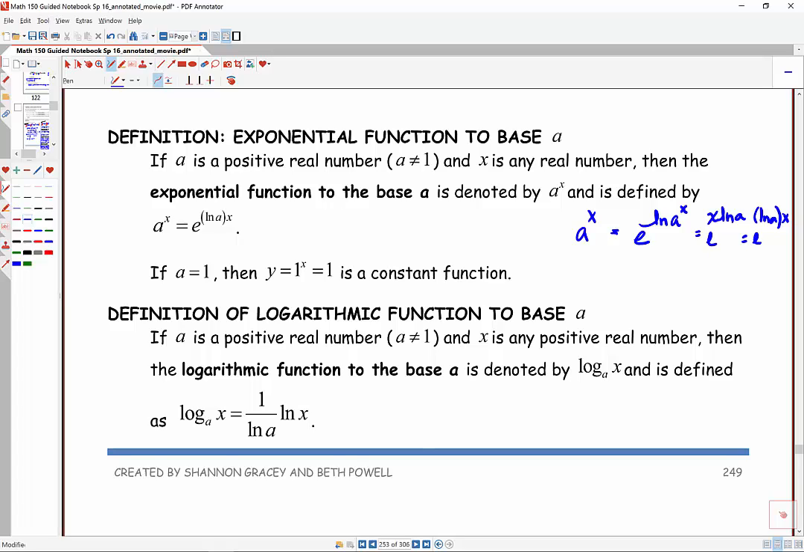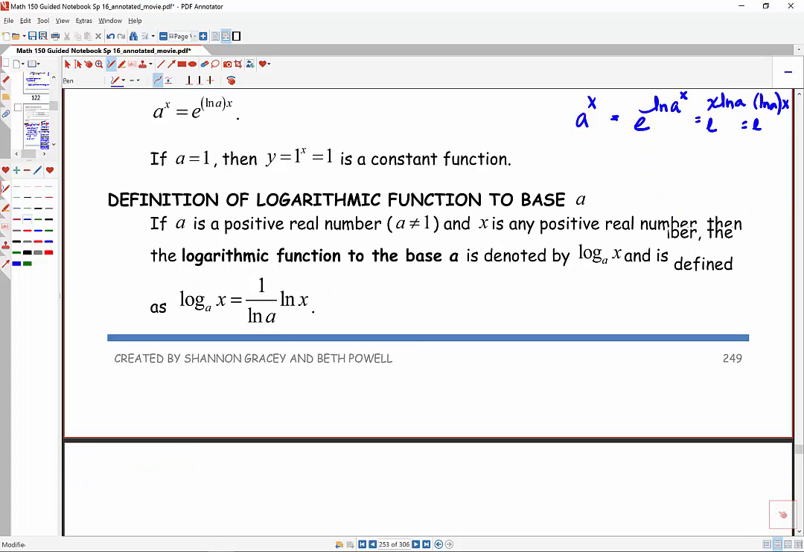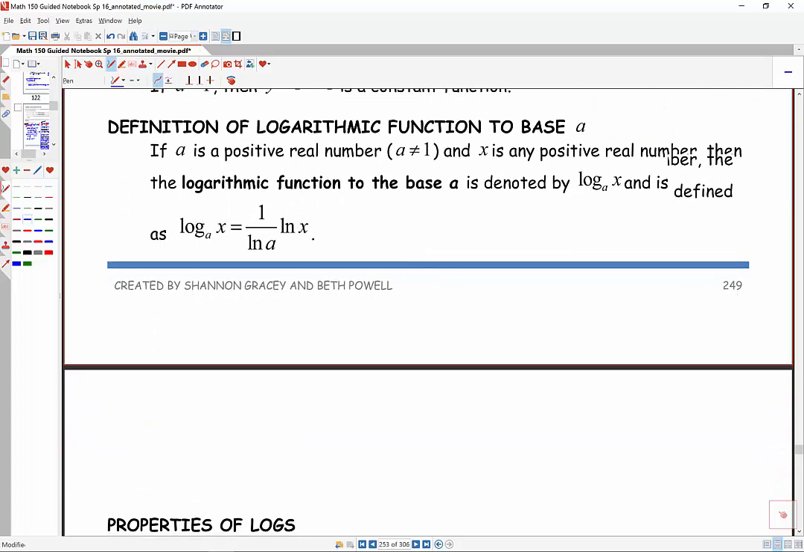So definition of logarithmic function to base a. This utilizes the change of base. You're used to seeing it more like log base a of x is equal to natural log of x divided by natural log of our base a, right? And all they did is rewrite it with 1 over natural log of a as a multiplier.